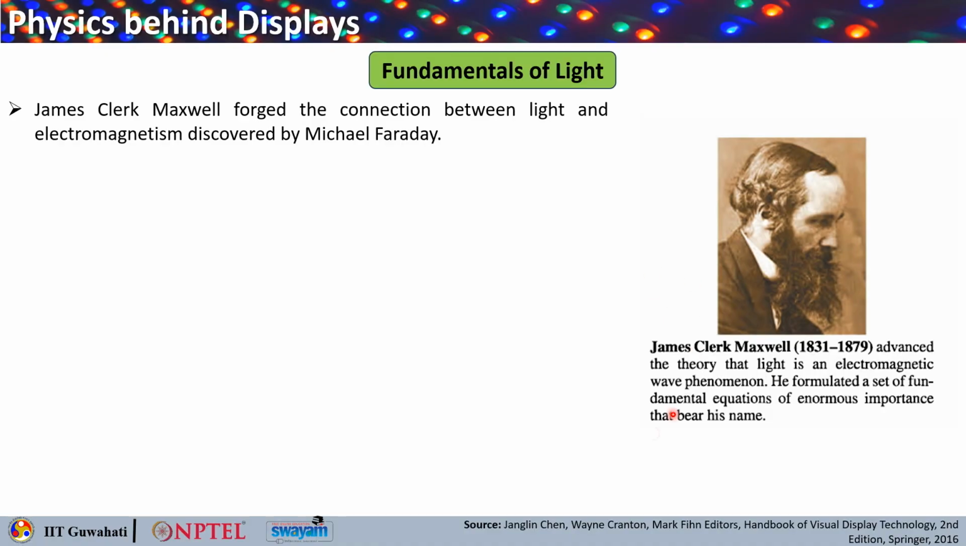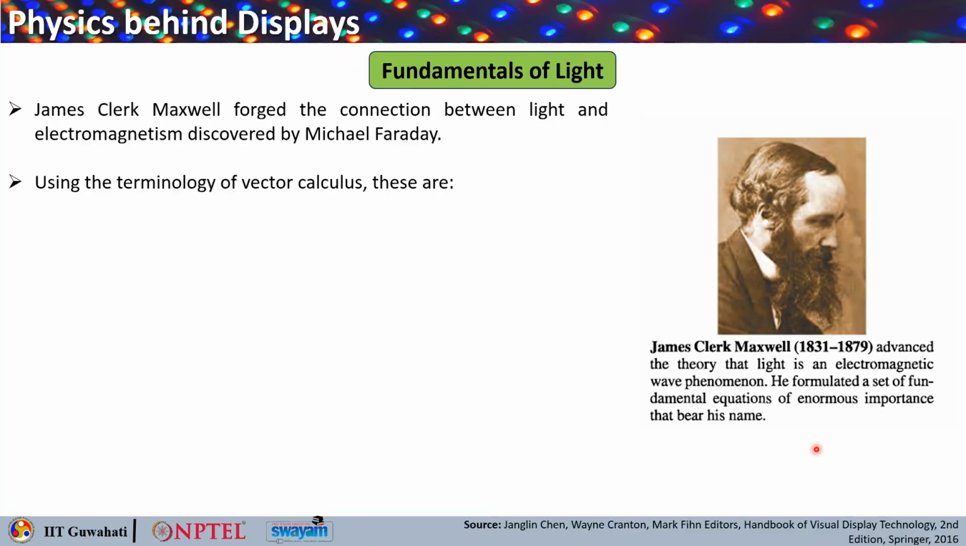So, this famous scientist on the right is James Clerk Maxwell. He basically forged the connection between light and electromagnetism, which was discovered by Michael Faraday. So, James Clerk Maxwell advanced the theory that light is basically an electromagnetic wave phenomenon, and he formulated a set of fundamental equations which are of vital importance, and that is why they bear his name, and this is applied to all electromagnetic waves.